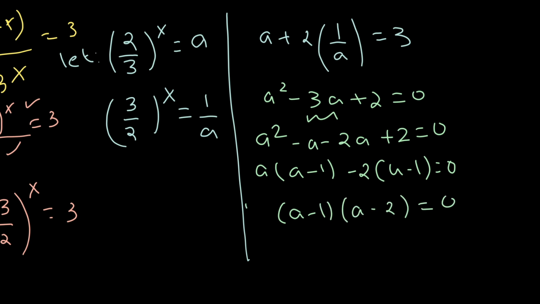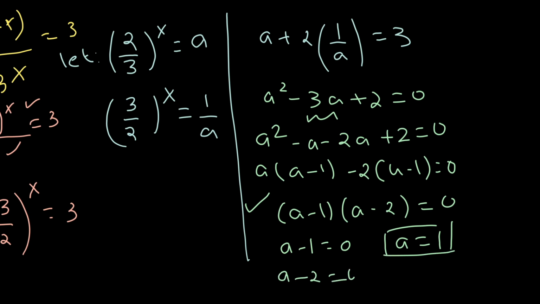So now we have this particular equation, and it is saying the product of these terms is equal to 0. This simply means either this bracket has a value equal to 0 or this bracket has a value equal to 0. So when we equate a minus 1 equals to 0, we get a equals to 1. And when we equate a minus 2 equals to 0, we get a equals to 2.